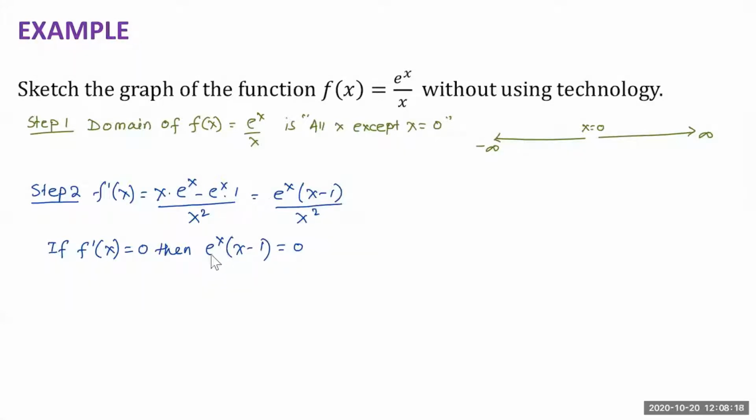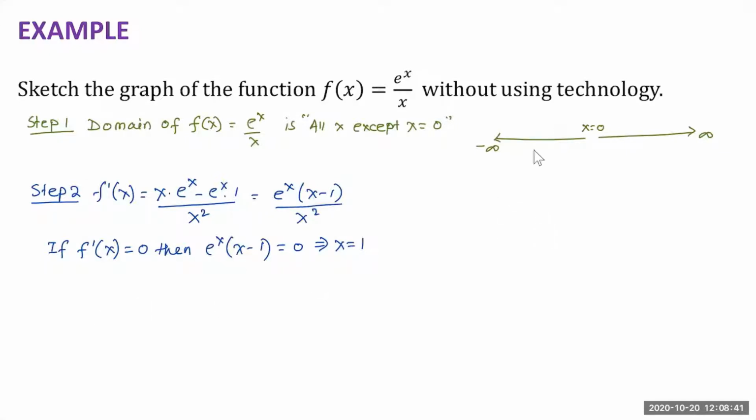e to the x is never 0 because it's always a positive quantity, whatever the value of x may be. So the quantity inside the parenthesis must be 0. And we know that x minus 1 will be 0 when x is equal to 1. So x equal to 1 is a critical number.